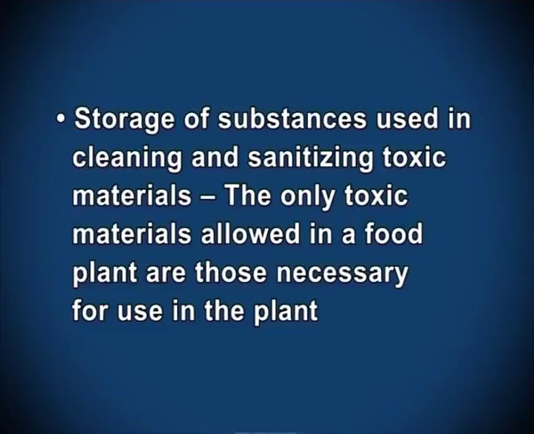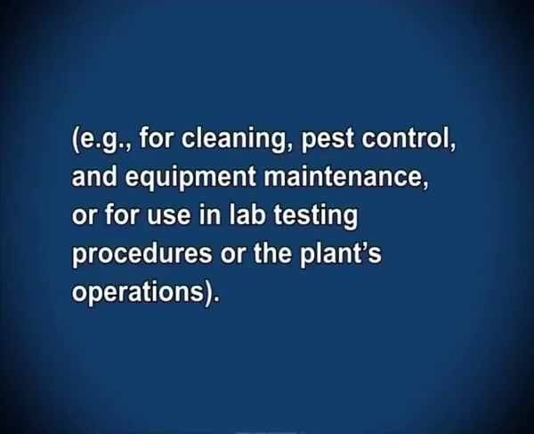Sanitary operations. General maintenance: buildings, fixtures and other physical facilities of the plant should be maintained in a sanitary condition and kept in repair sufficient to prevent food from becoming adulterated. Storage of substances used in cleaning and sanitizing, toxic materials. The only toxic materials allowed in a food plant are those necessary for use in the plant, for example, for cleaning, pest control and equipment maintenance, or for use in the lab testing procedure or the plant's operation.